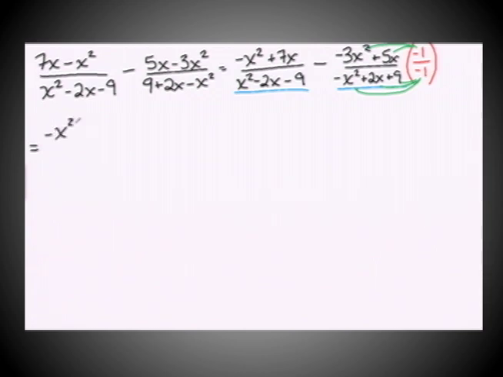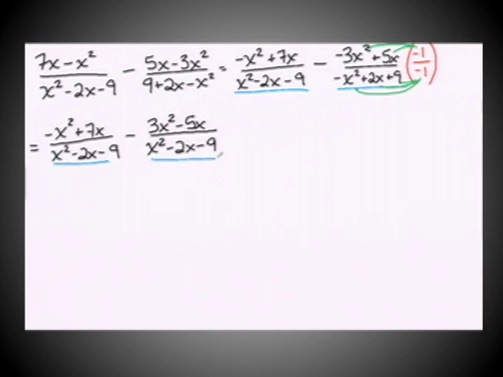So our first expression, negative x squared plus 7x over x squared minus 2x minus 9. And our second term is now positive 3x squared minus 5x over positive x squared minus 2x minus 9. So we now have common denominators here. So now it's time to proceed with our steps for subtracting rational expressions with common denominators.